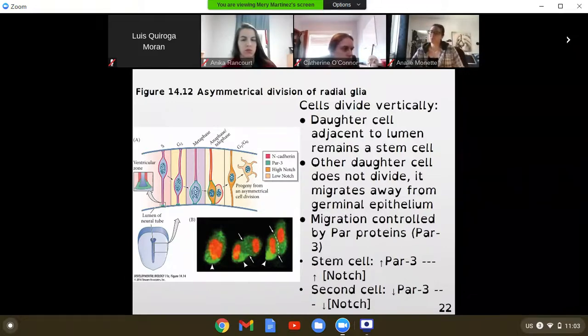Is this section clear about this symmetric horizontal migration and asymmetric detachment, all regulated either by PAR or Notch? Okay.